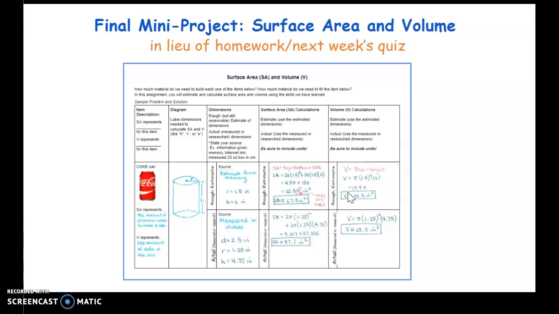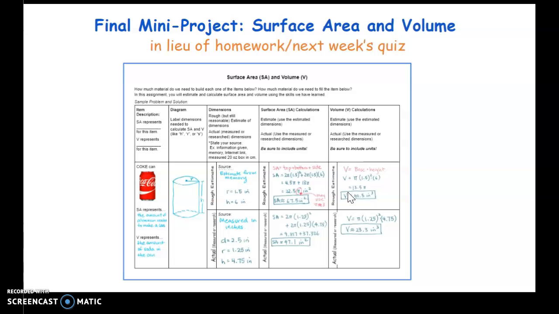So the final mini project that you are going to be doing is on surface area and volume. This is in place of your homework and next week's quiz, which means this is your homework for this week and you will not have a quiz on volume next week.